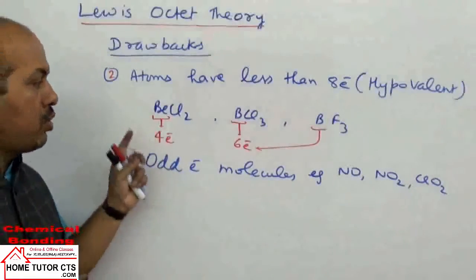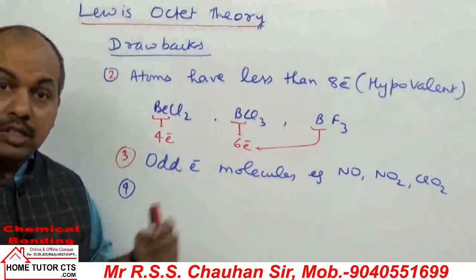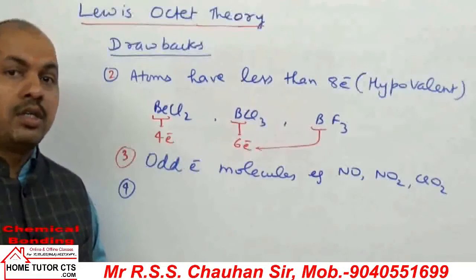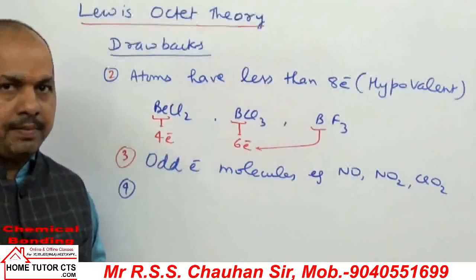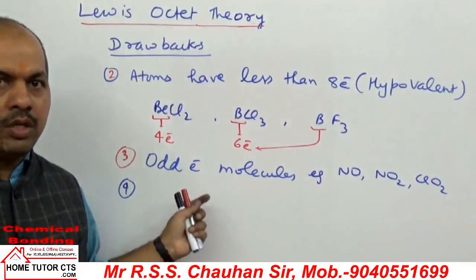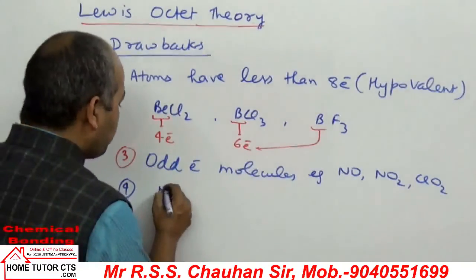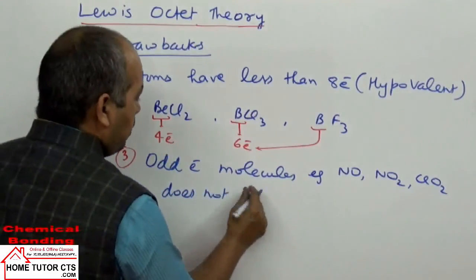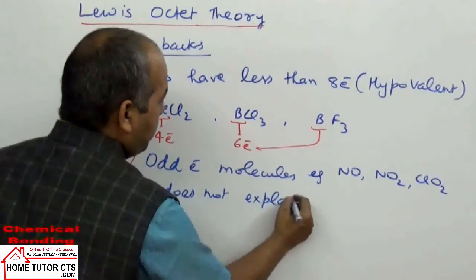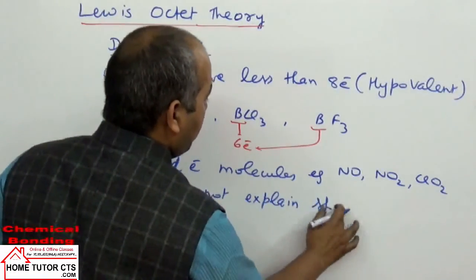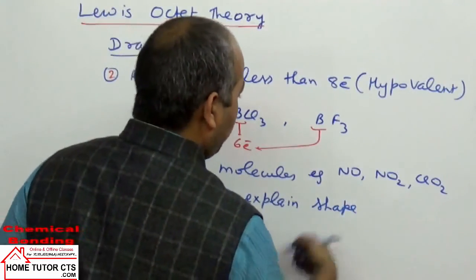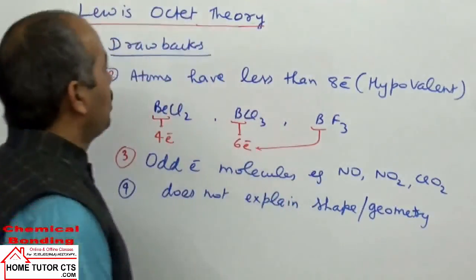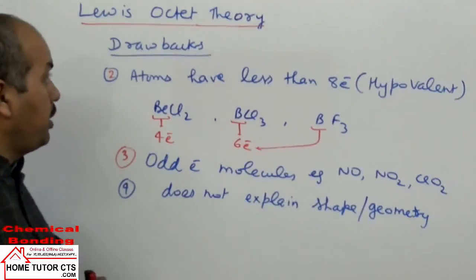It can tell only about the electronic distribution around the central atom, which can form bonds, or the electron distribution on other atoms, so that all the atoms can have complete octets. But about the geometry of the molecule, it says nothing. It does not explain or give the shape of molecules. About shape or geometry, it is silent. So these are some drawbacks of the Lewis octet theory.